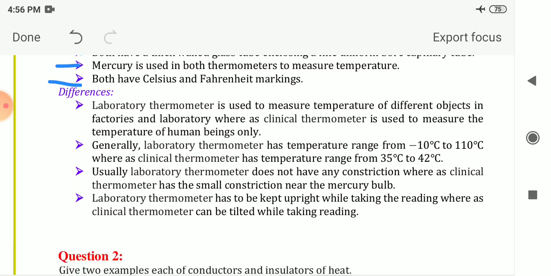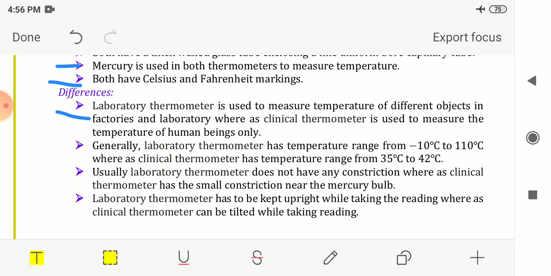The first difference is, a laboratory thermometer is used to measure the temperature of different objects in factories and laboratories, whereas a clinical thermometer is used to measure the temperature of the human body only. With the help of a clinical thermometer, we cannot measure the temperature of other objects. With a laboratory thermometer, we can measure the temperature of different objects in the laboratory as well as in factories.